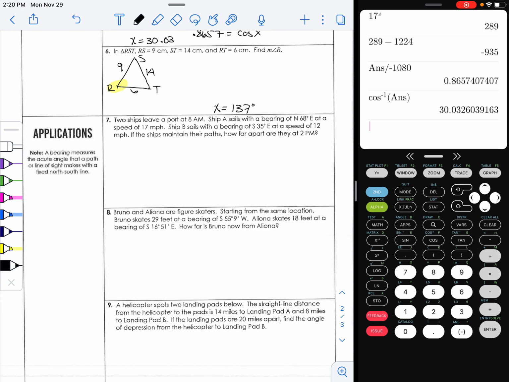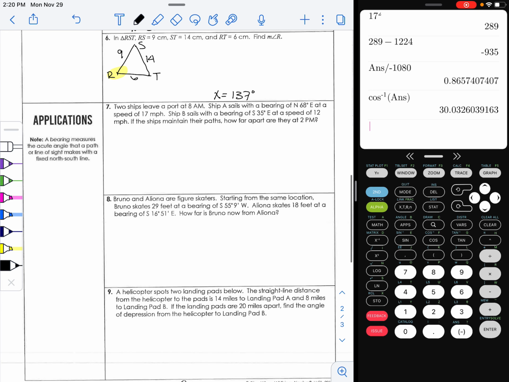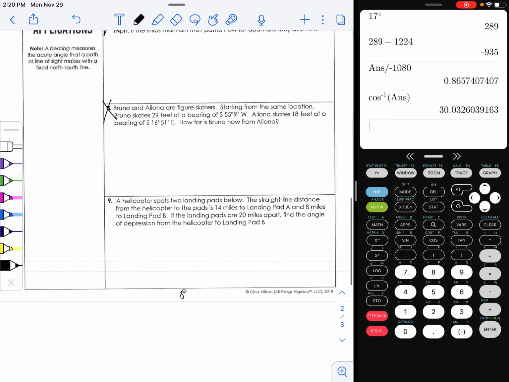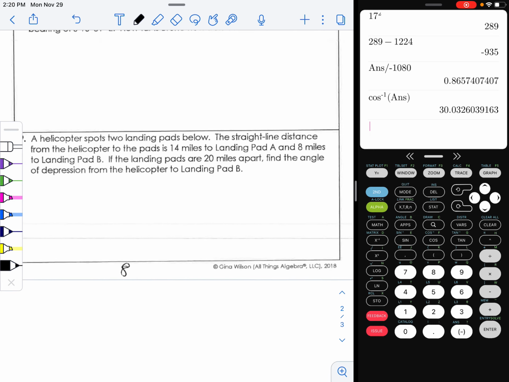As far as these applications go, you may skip for now question number 7. We will do bearing another day. And you may skip question number 8, but question number 9 we can go ahead and do together.